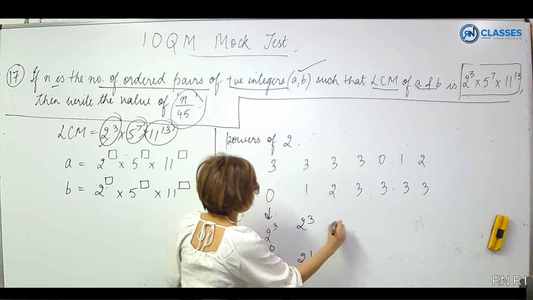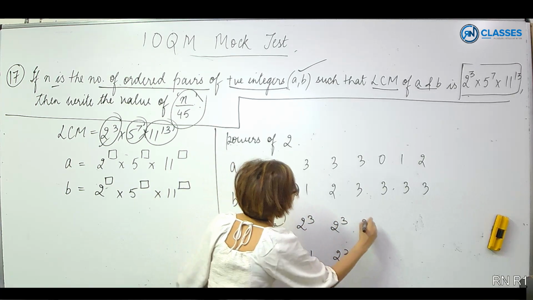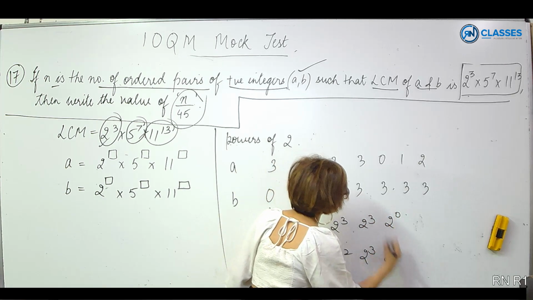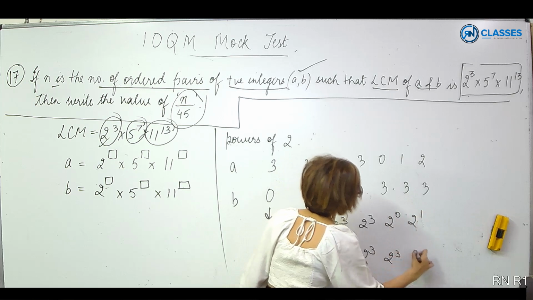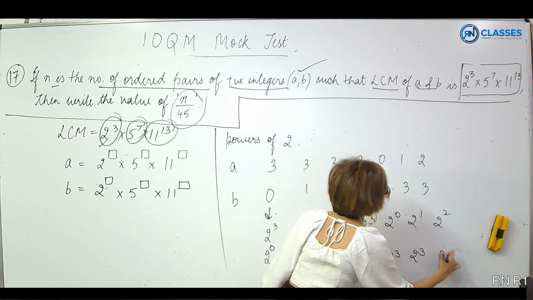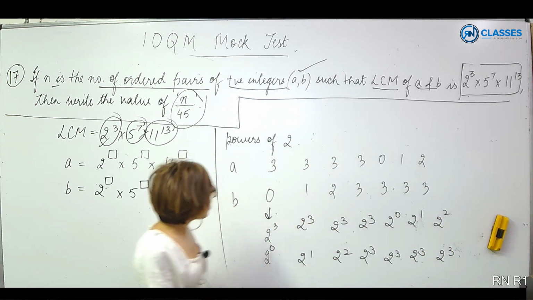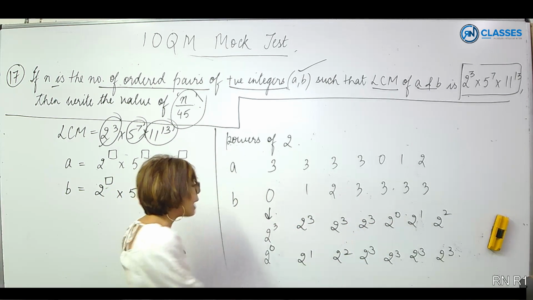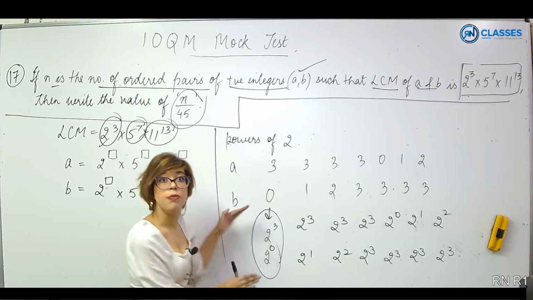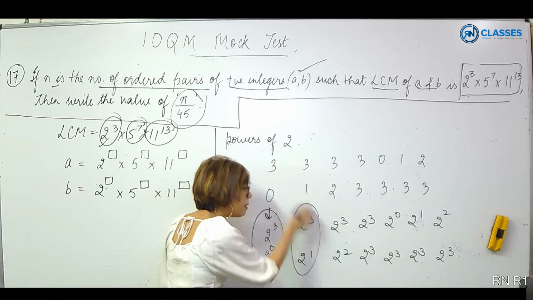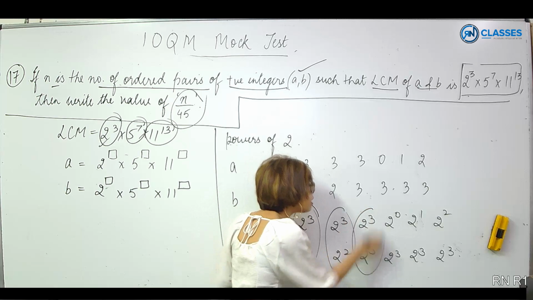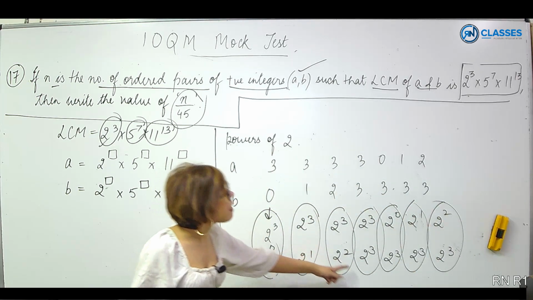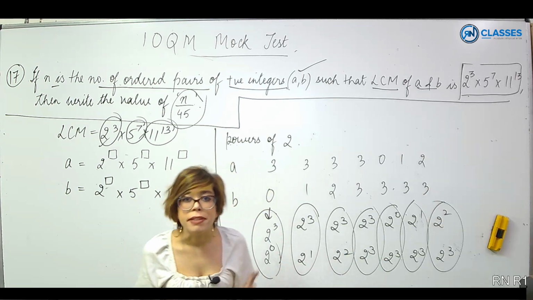2 raised power 3, 2 raised power 2, 2 raised power 3, 2 raised power 3, then 2 raised power 0, 2 raised power 3, then 2 raised power 1, 2 raised power 3, 2 raised power 2, 2 raised power 3. That means these are the corresponding powers of the 2. Now, either this will happen, this is one case only, or this will happen, or this will happen, or this, or this, or this. That means among these 7, there has to be one possibility.